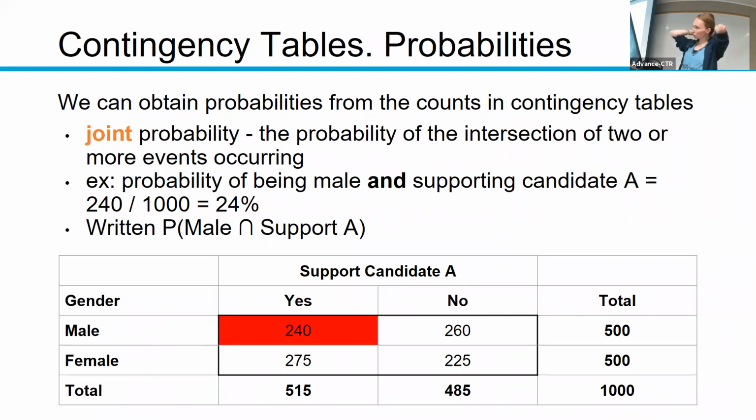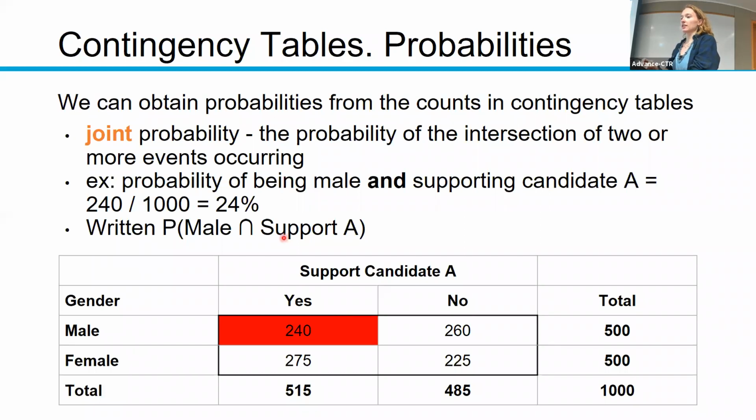Okay, so what can we do simply with contingency tables? What can we find out from them? We can calculate a lot of different probabilities. First, the joint probability. Joint probability is defined as the probability of the intersection of 2 or more events occurring. So it's the and operator: this and this are happening. So in this example, what is the probability of being male and supporting candidate A? That's a joint probability. It's what's the probability of one of our subjects falling into this box?